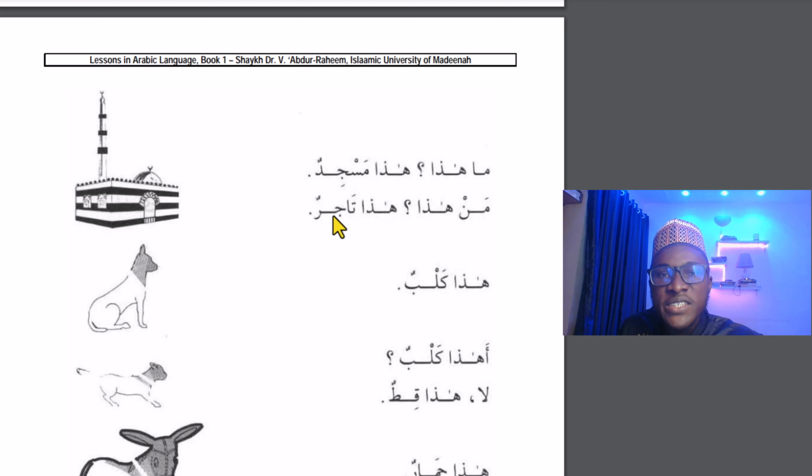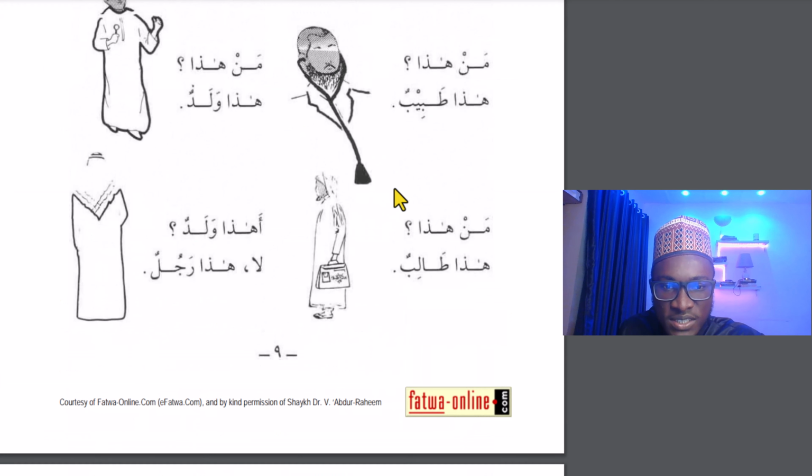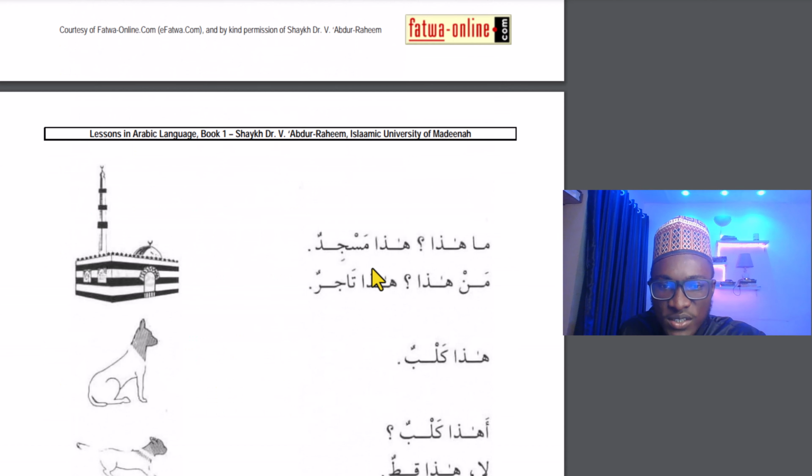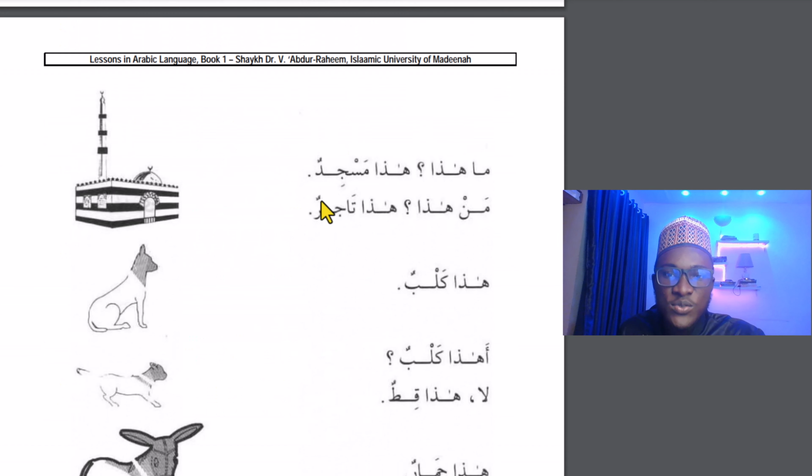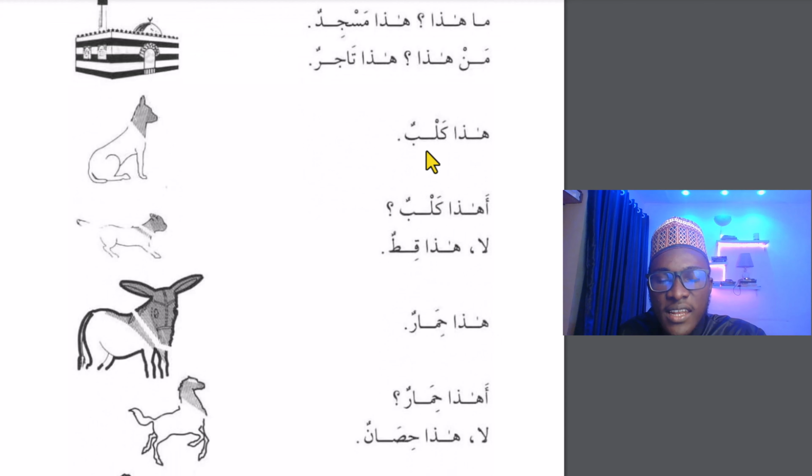Please, all these new words you need to memorize them. Tajir, rajulun, new words: tabibun, waladun, talibun, rajulun. You have to memorize all these words. Then we have tajir also, a trader. Okay, man hadha, hadha tajirun, this is a trader. Hadha kelbun, this is a dog.